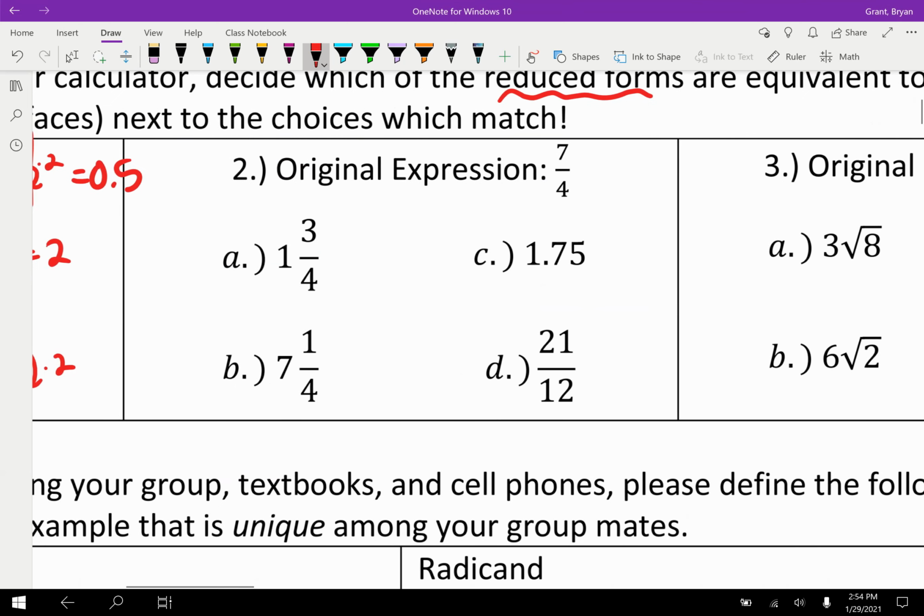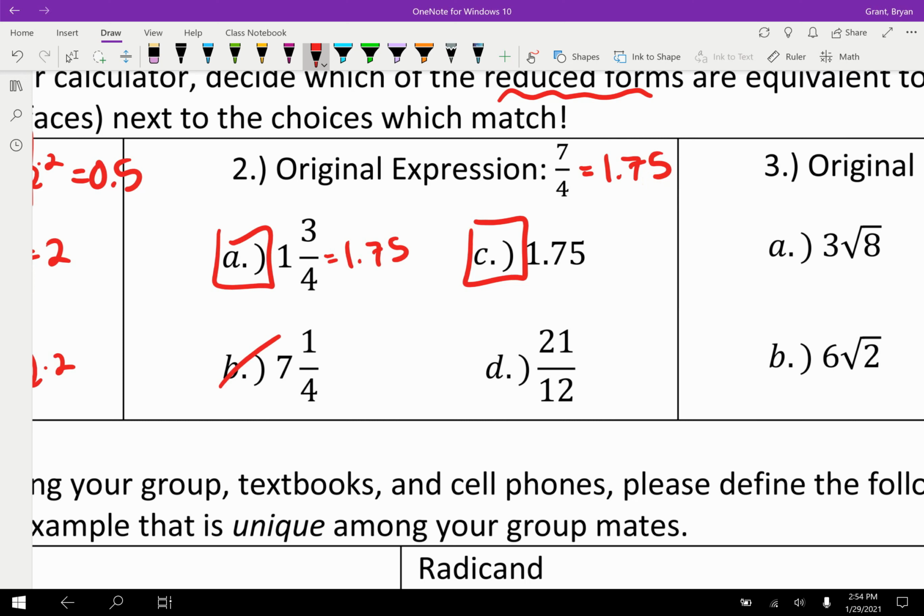Problem 2 is very, very similar. Problem 2 says which one matches 7/4. So you could put this into your calculator right away and see that this is 1.75, so it clearly matches C. You might also remember that 1 3/4 is 1.75.